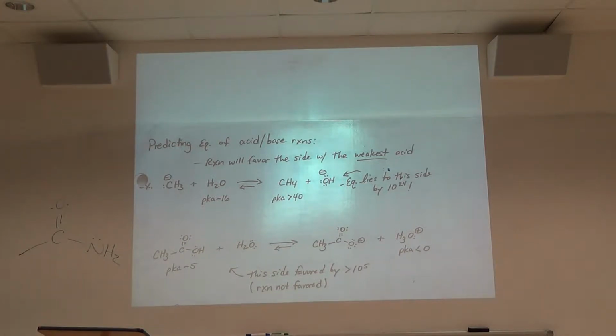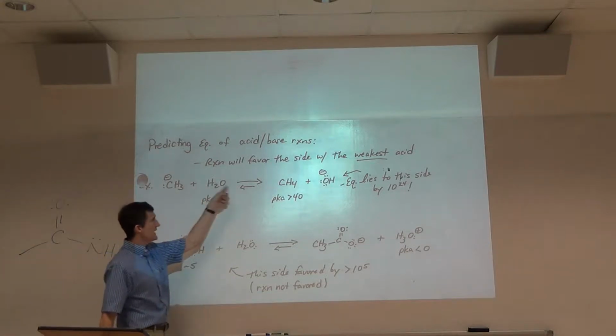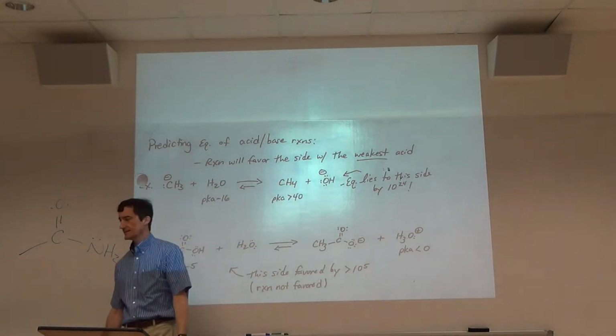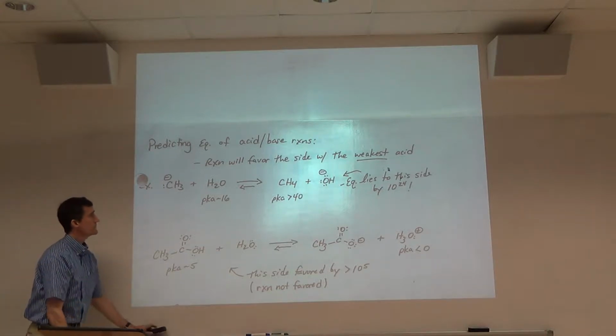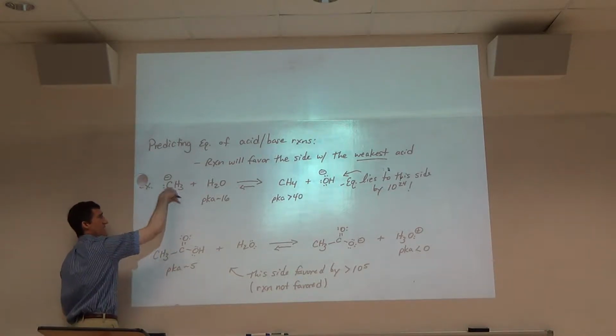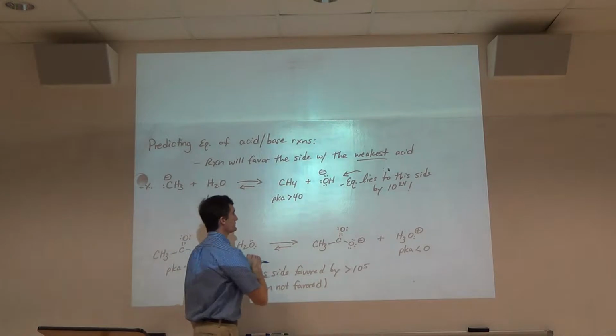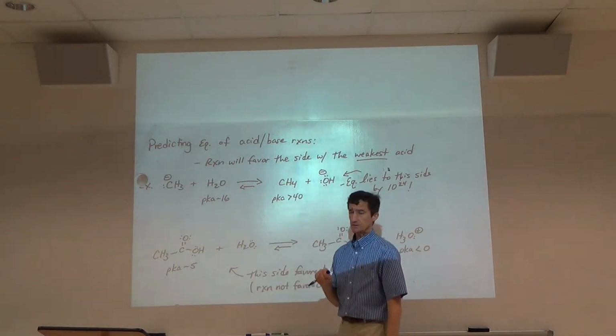Predicting equilibrium. How do you do that? Well, first off, you need to know the reaction will favor the side with the weaker acid. What is the favored side? Hopefully you may have learned this in some other course. For example, if we react this carbanion with water, we'll get an acid-base reaction.